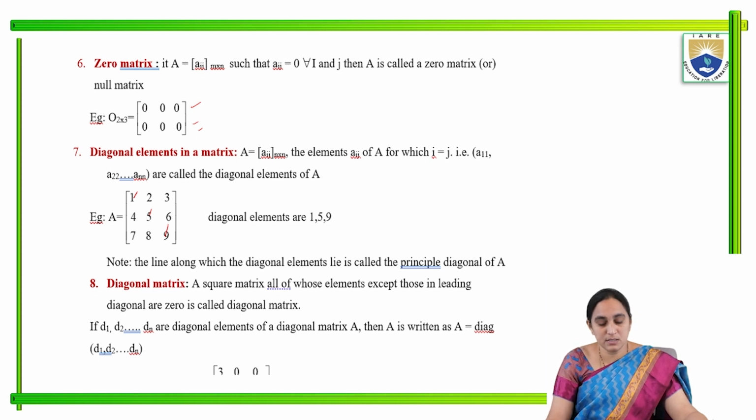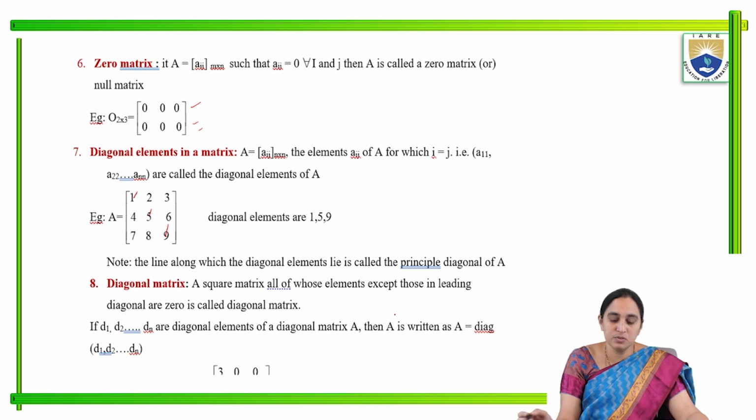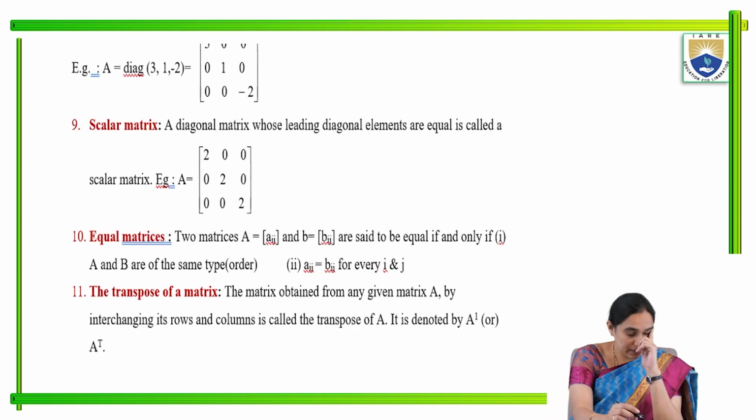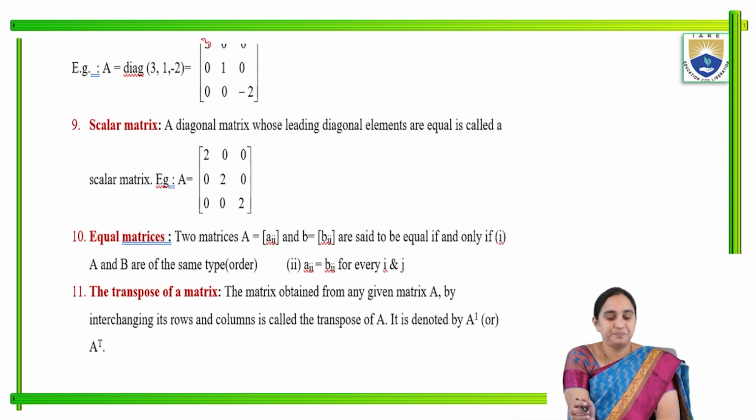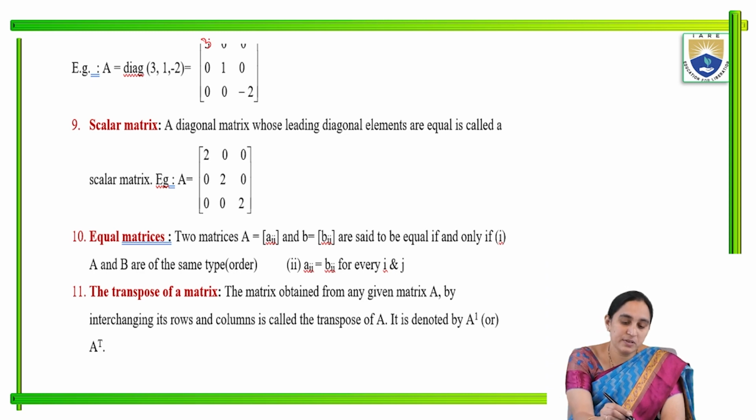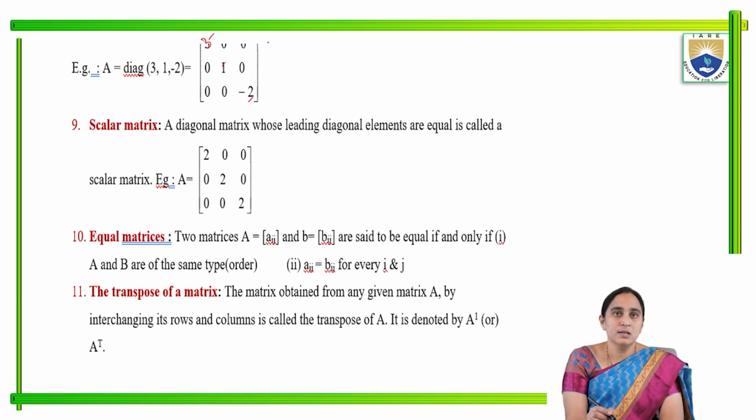Diagonal matrix. A square matrix, all of whose elements except those in the leading diagonal are 0, is called a diagonal matrix. It is written as A equals diag of d1, d2, ..., dn. For example, A equals diag of 3, 1, minus 2. Observe that except the diagonal, the remaining are all zeros.